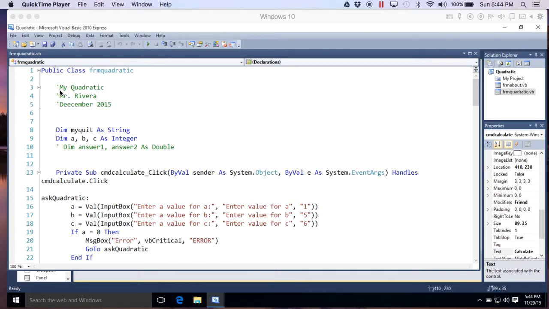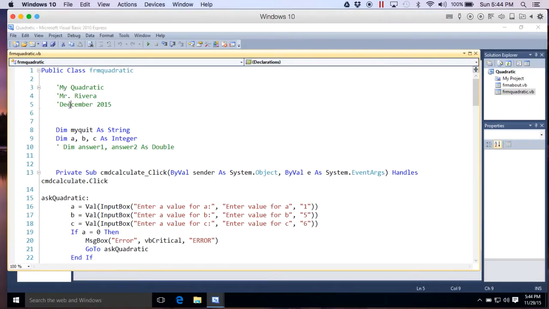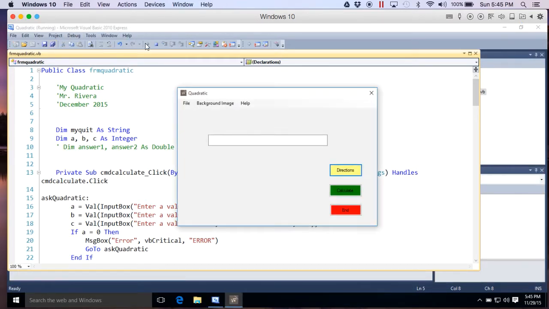Like any English paper: title, name, date. My quadratic, Mr. Rivera, December 2015, whatever, something to put your name, so when I go into the coding window, I know whose I'm looking at. I took away some of the advanced features so I could show them now.